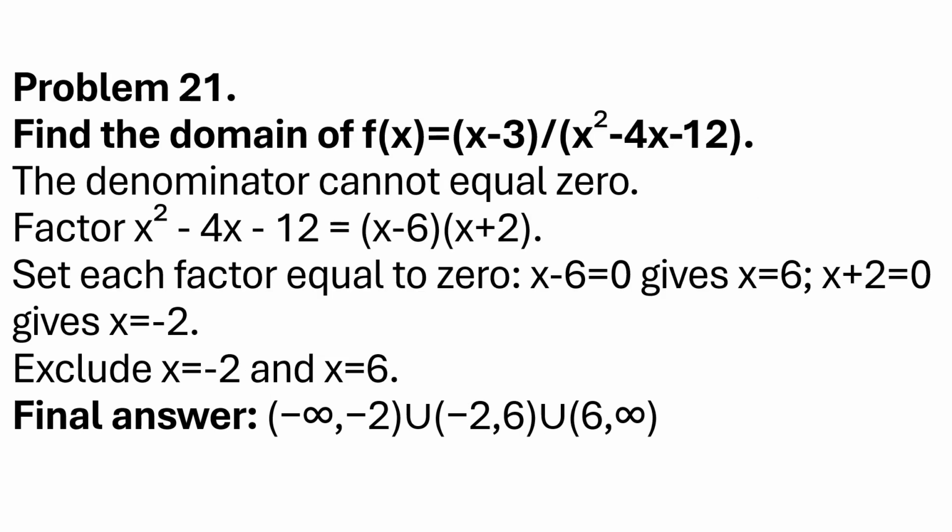To find the domain of this rational function, we identify values that make the denominator equal to 0. Solving the denominator equation gives x equals negative 2 and x equals 6. These values must be excluded from the domain. Therefore, the domain is all real numbers except negative 2 and 6.